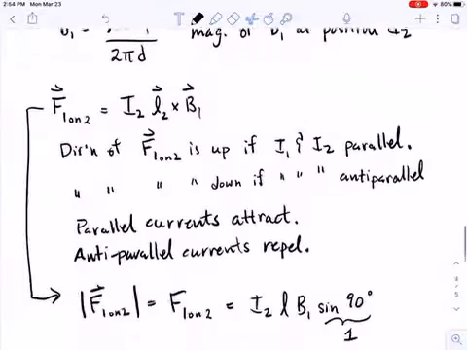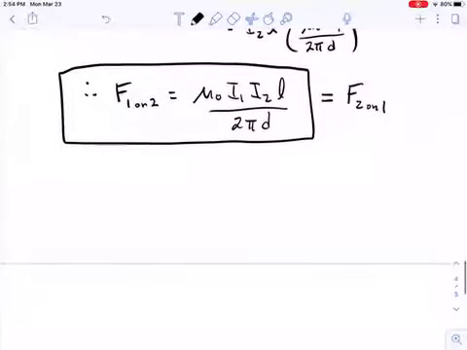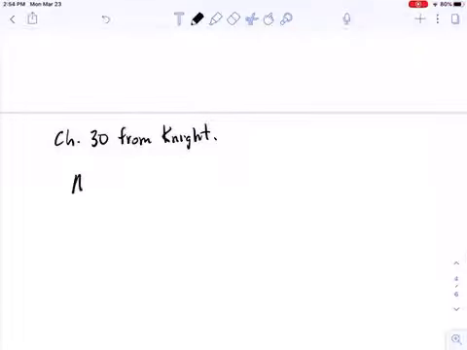Okay, good. So that's the force between parallel wires. What I want to do next is start to think about a different kind of problem. This is the first topic in the last chapter that we'll cover, chapter 30 from the Knight textbook. The topic that I want to discuss is motional EMF.